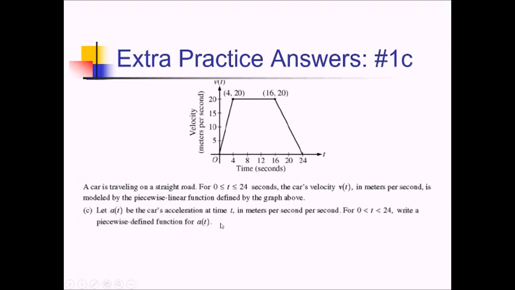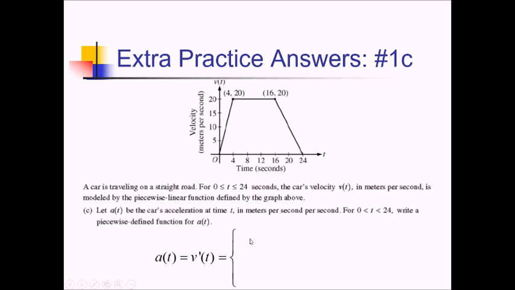For this part of the problem, we're defining a of t as the car's acceleration. We want, from time 0 to 24, a piecewise defined function for a of t. So remember that a of t is really just the derivative of velocity, basically just the slope of this graph up here. Now that we've defined it this way, we're just going to split this graph up into a piecewise function. We have this interval from 0 to 4, where we have a certain slope. We're going up 20 and over 4. That's going to be a slope of 20 over 4, or 5 over 1. We'll just call it 5.